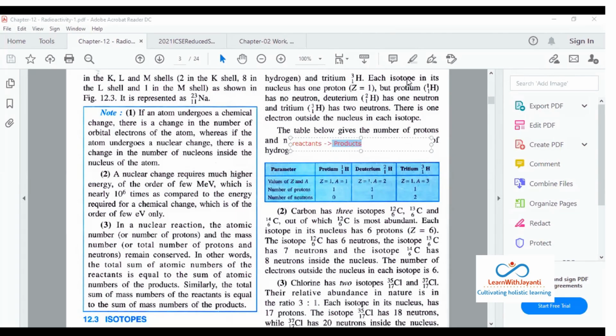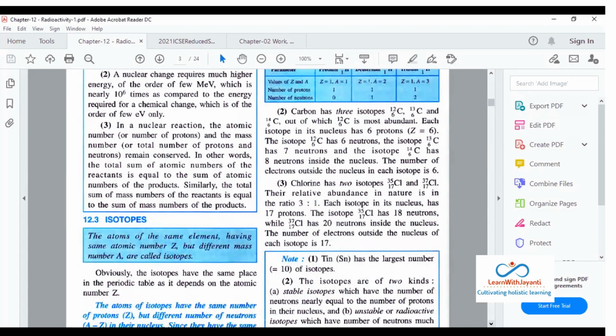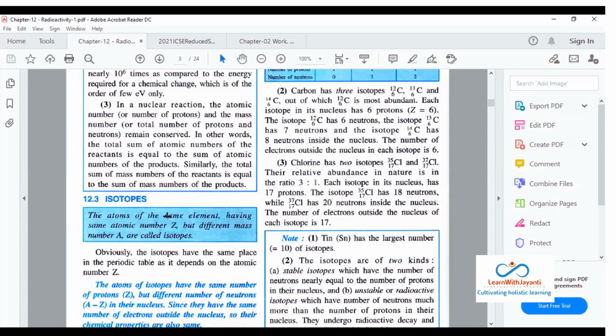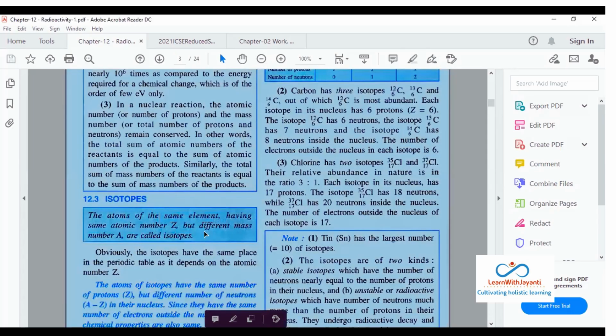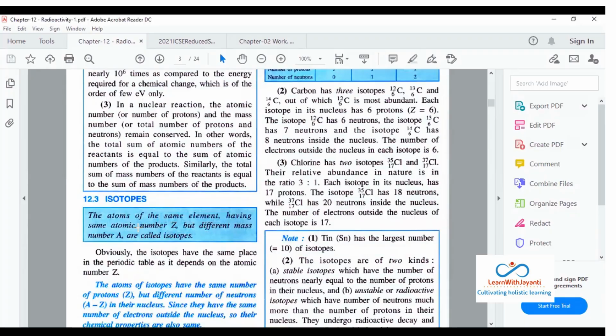Now what are isotopes? Anyone has an idea what is isotopes? Same atomic number but different mass number, same chemical properties and different physical properties. So atoms of the same element, they have the same atomic number and different mass number. They are called isotopes. We are going to study isotopes, isobars, and isotones.